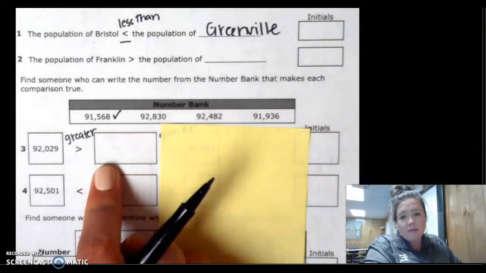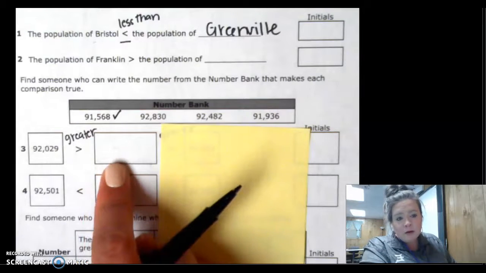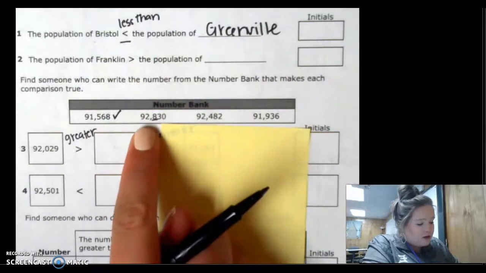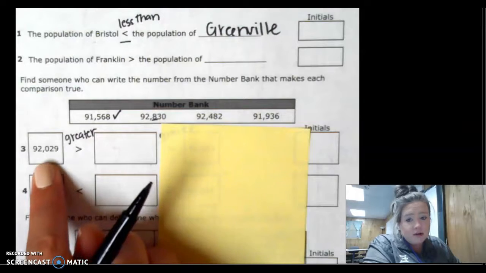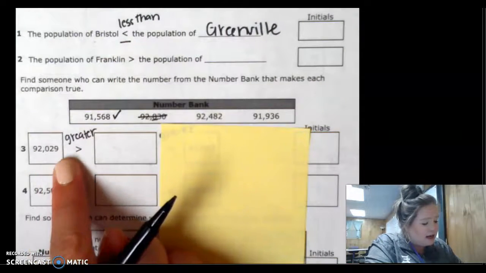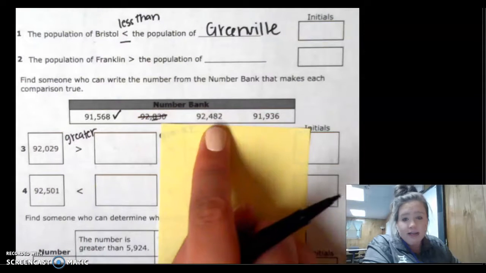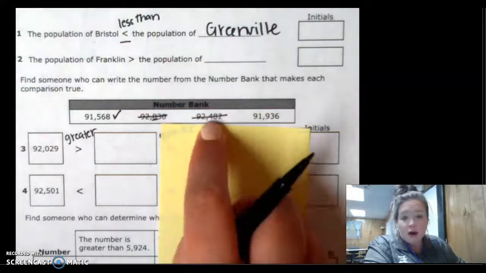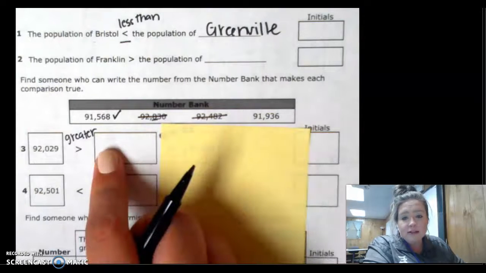Why does it not work? What makes it a wrong comparison or a false comparison? The 8 in the hundreds place makes 92,830 larger than 92,029. So that number is out. 92,029 is greater than 92,482. Good job. That is false. Again, the 4 in the hundreds place makes that a false comparison. Okay?